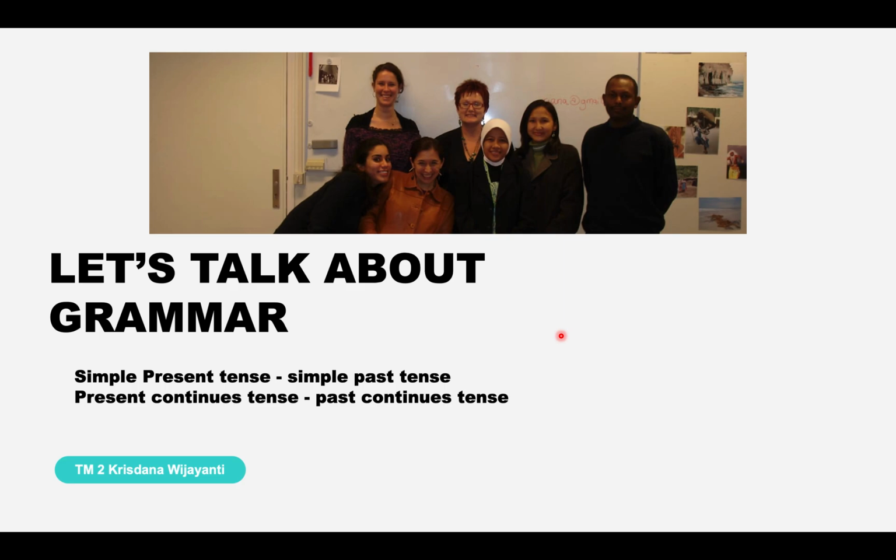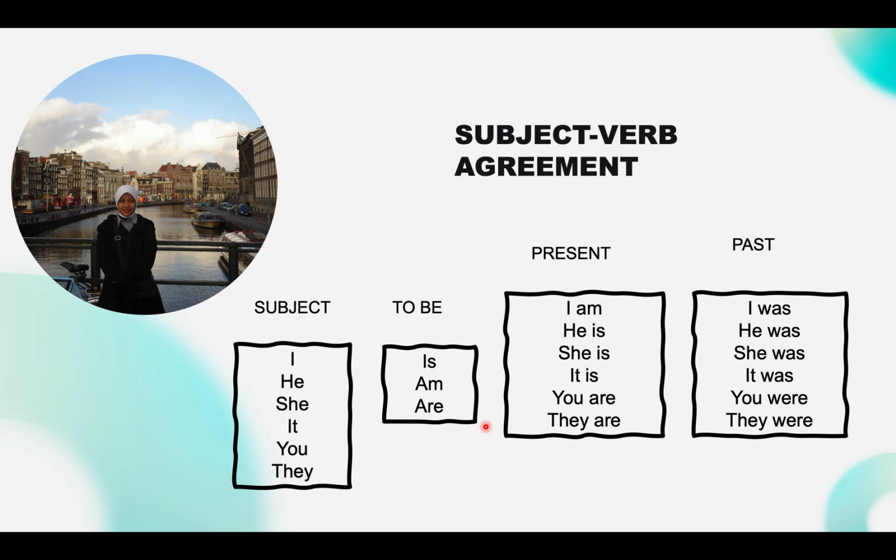Today is our second meeting in English class, and now let's talk about grammar. We will explore four subtopics of grammar. We will see the simple present tense, simple past tense, present continuous tense, and past continuous tense. Okay, we move to the next page.